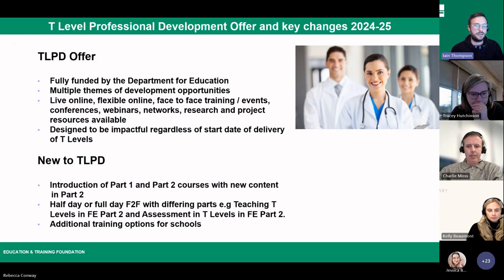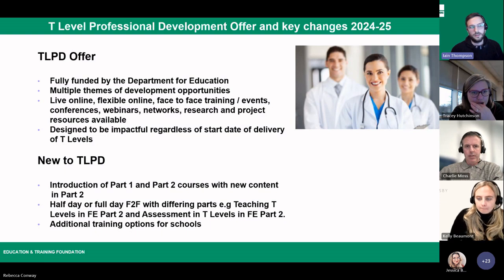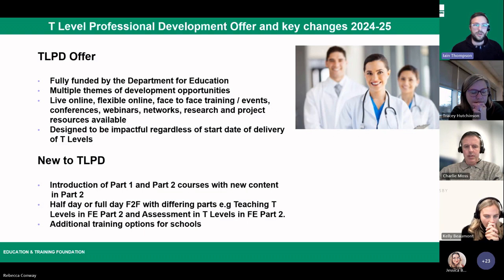What we've done to make our offer as accessible as possible is try to vary up how we deliver training. So there's a variety of modes that we use, such as live online training, flexible online training you can access in your own time and space. We also offer face-to-face training events, a number of things. Hopefully some of you have been to things like the conferences we have on our networks, various webinars and so on, with the sole purpose being that whatever you engage with and whatever time in your journey you are with T-levels, there's something more impactful that you can access and help build those knowledge and skills.